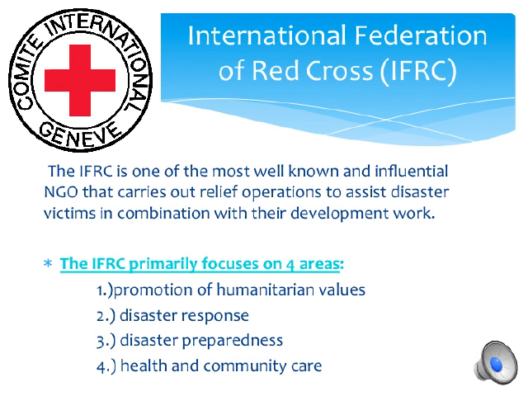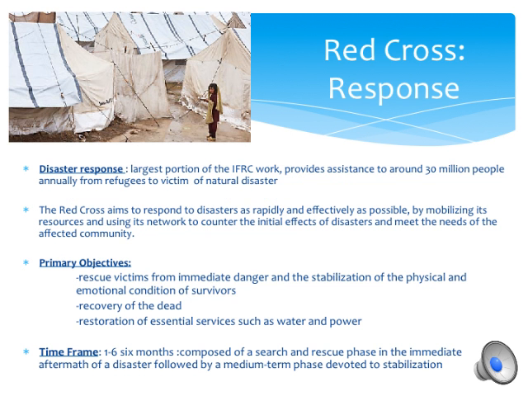The International Federation of the Red Cross is one of the most well-known and influential NGOs that carries out relief operations to assist disaster victims in combination with their development work. They focus on 4 main areas: the promotion of humanitarian values, disaster response, disaster preparedness, and health and community care. Disaster response continues to represent the largest portion of the International Federation's work, with assistance provided to around 30 million people annually, from refugees to victims of natural disaster.